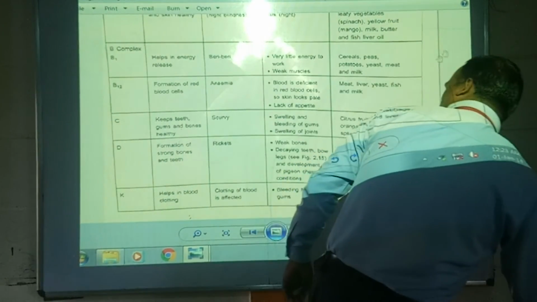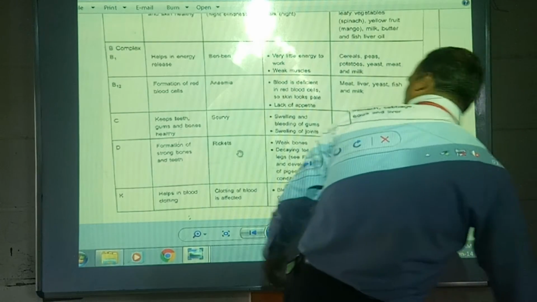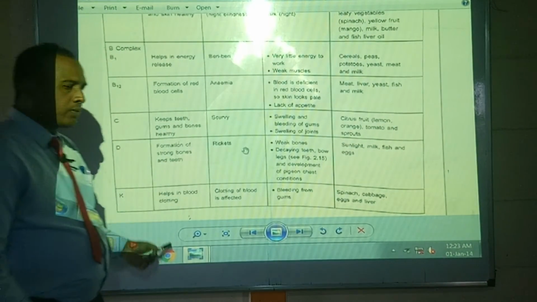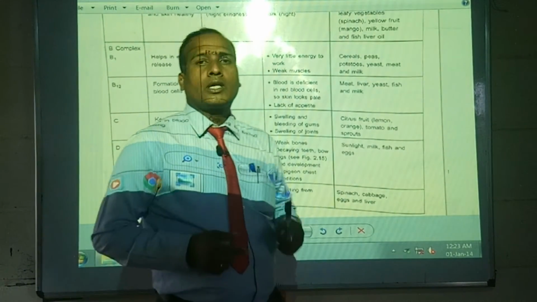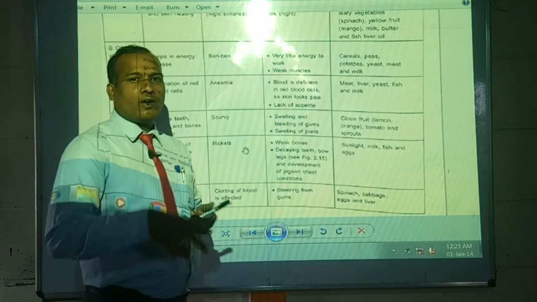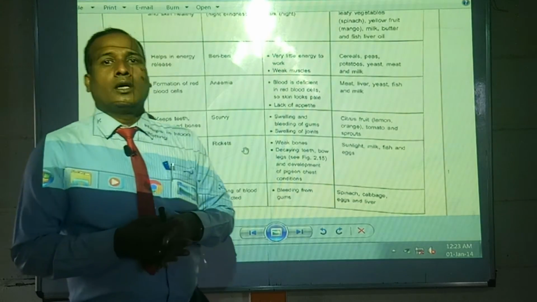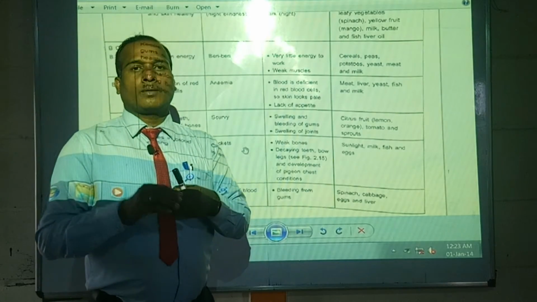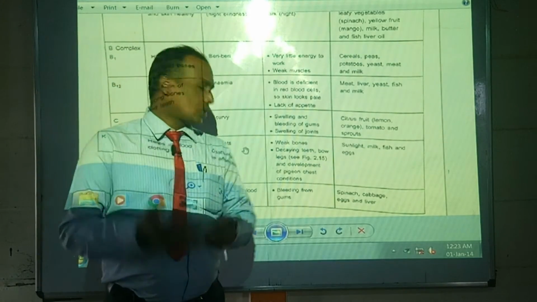Next students, vitamin K helps in blood clotting. You know, students, vitamin K is for blood clotting. If your finger is cut, then the bleeding won't stop. So that's why if you have the correct amount of vitamin K, the flow of blood will stop.